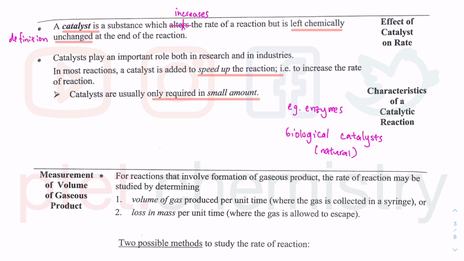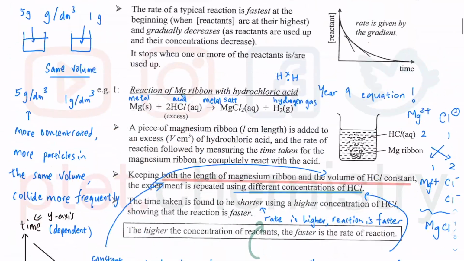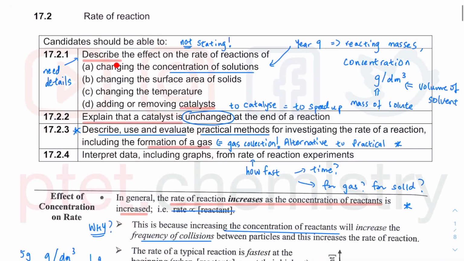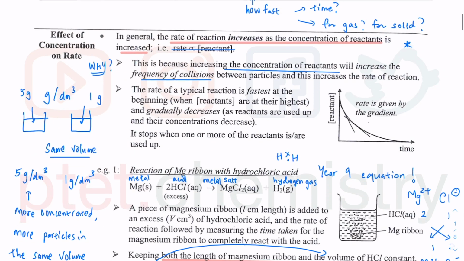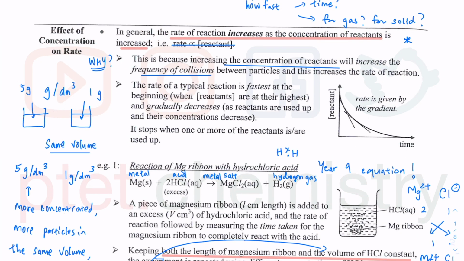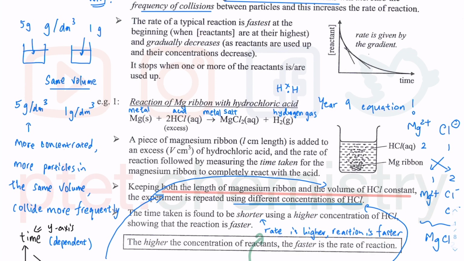So just to summarize what we have done from the first lecture tutorials, we have described the effect on the rate of reactions. Concentration of solutions: the more concentrated you are, the more particles you have in the same volume, they can collide more frequently, and therefore the higher the concentration, the faster the rate of reaction.